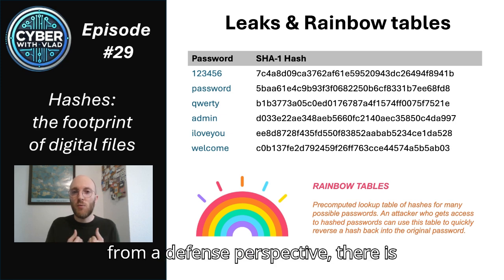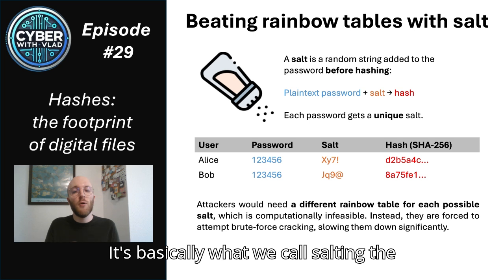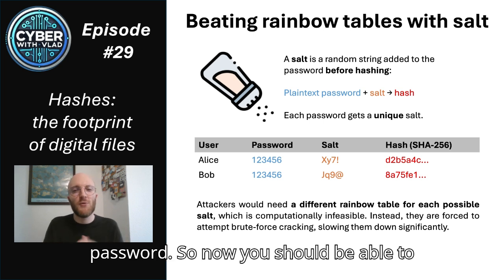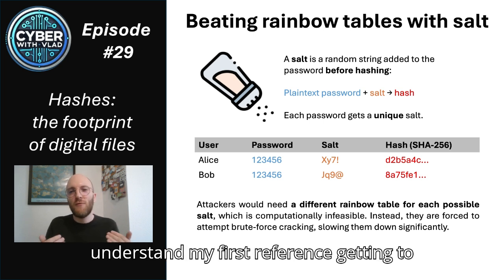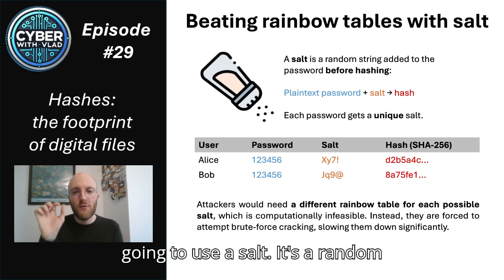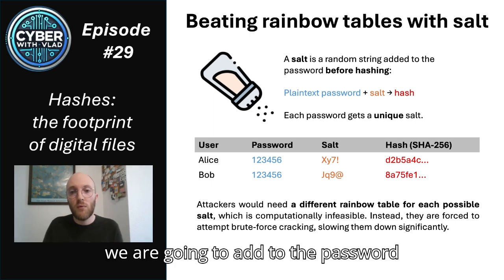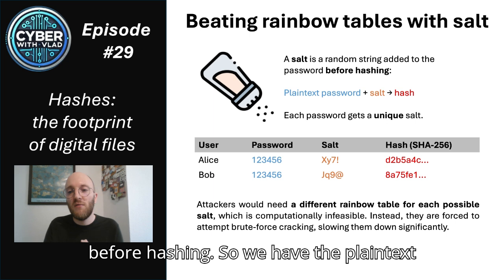However, from a defense perspective, there is still something that we can do about it. It's basically what we call salting the password. So now you should be able to understand my first reference getting into this course. So the idea is that we are going to use a salt. It's a random string, so random sets of characters that we are going to add to the password before hashing.